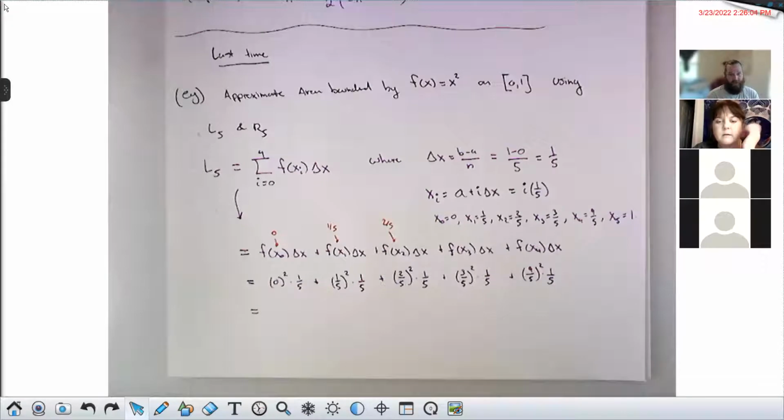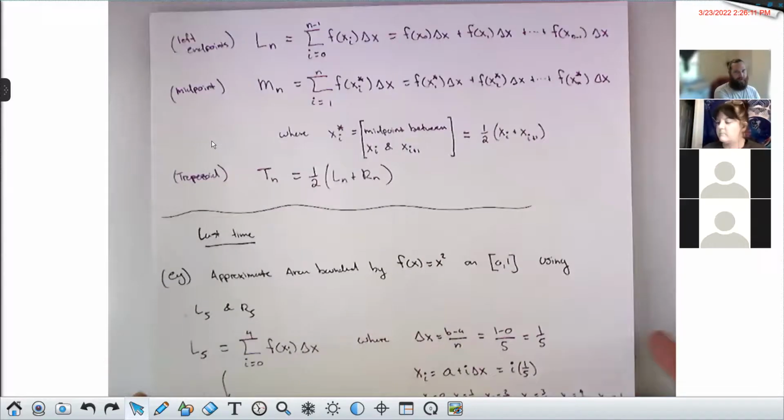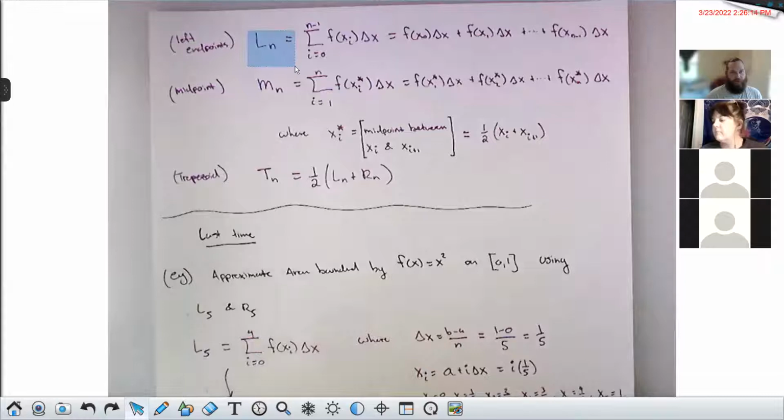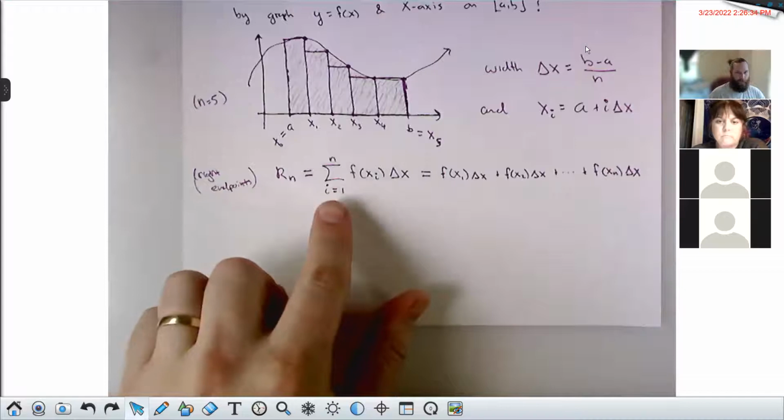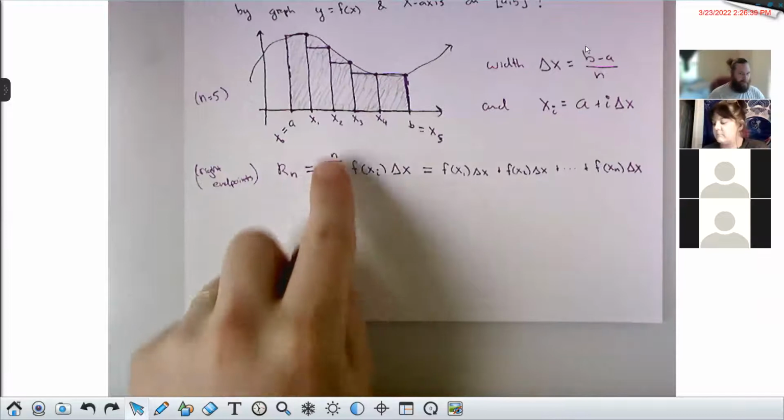Good question. If we look back at the recipe for Ln, this is what makes Ln and Rn different from each other. Ln has the same thing inside the sum, but that sum runs from 0 to n minus 1. So Ln starts at x0 and ends at the second to last guy, xn minus 1. Rn starts at x1, right, with i equal 1, and ends at xn. So the difference between the two is that Rn runs from 1 to n.